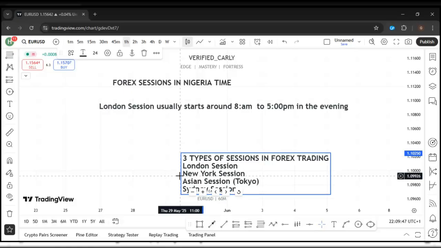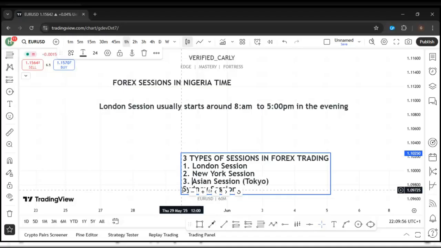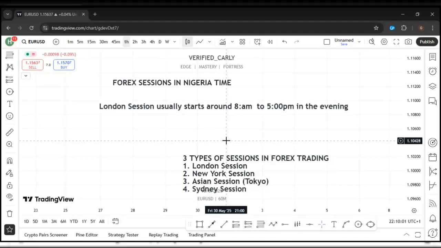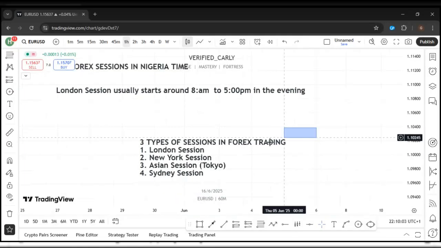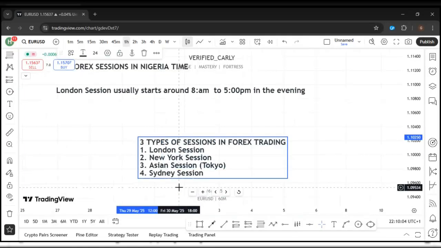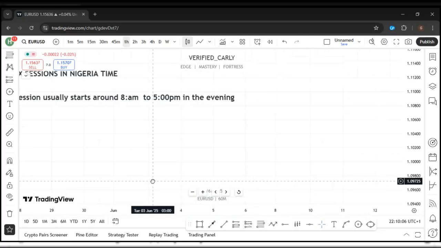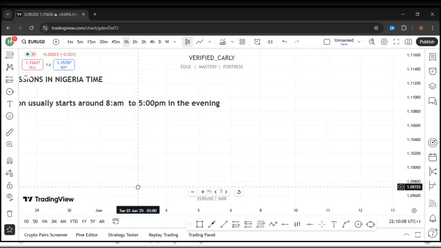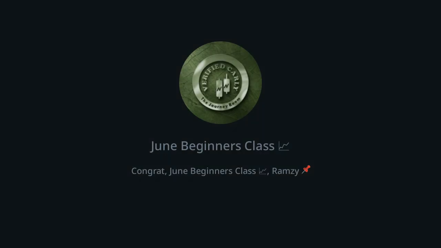So these are the types of sessions we have in forex trading. We have the London, the New York, the Asian, which is also known as Tokyo, and the Sydney session. So I will not emphasize on this. I just wanted to give you something brief on it. So as I'm saying, that is it for previous session highs or lows.